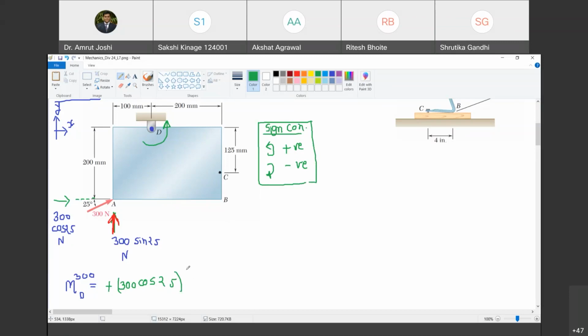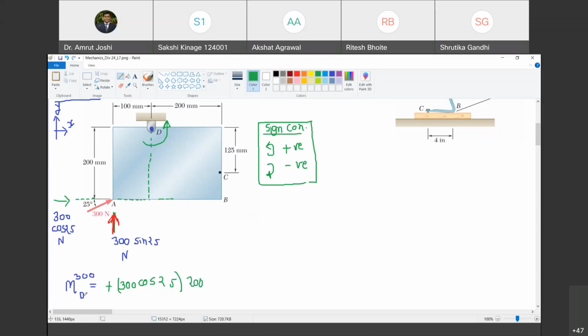Okay. And now, what is the magnitude of that moment? From D, I will have to drop a perpendicular on the line of action of this force, which happens to be horizontal. Happy? Yes, sir. So I will have to look at this distance. And what is that distance? That distance is 200 mm. Do you agree with me? Yes, sir.